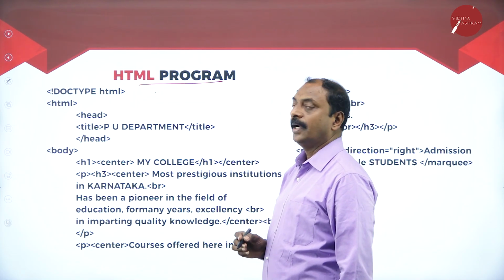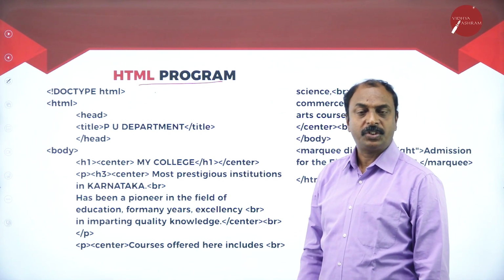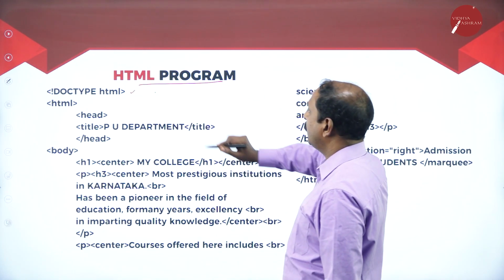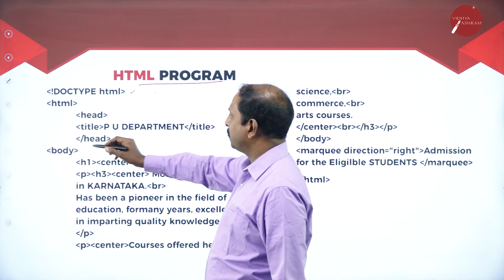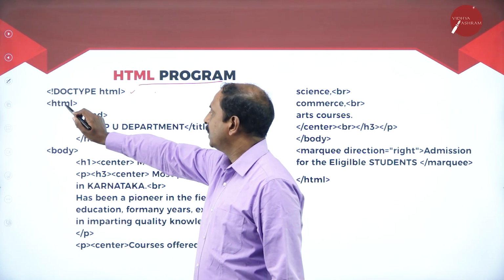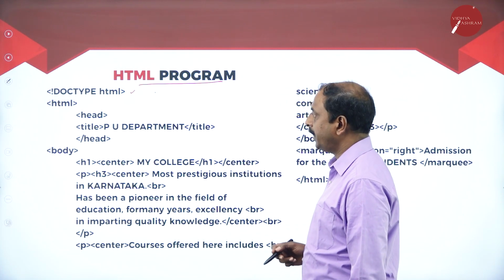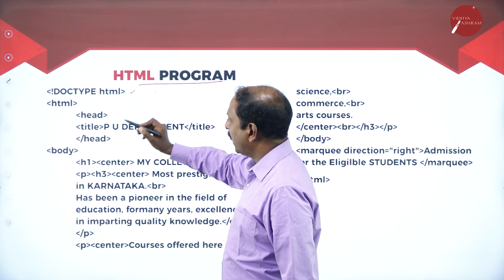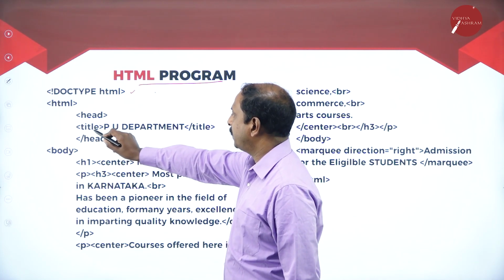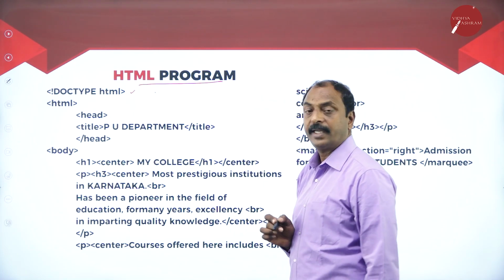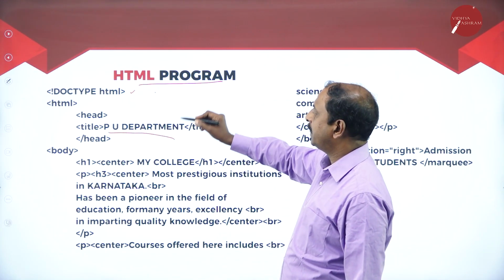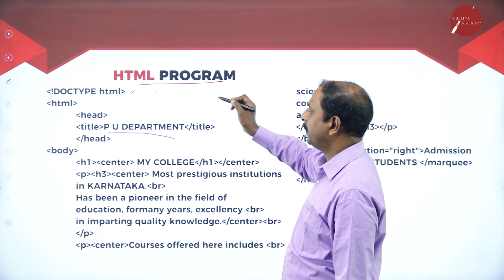So here, as we have seen in the structure of the HTML language, this is the type of the document, and the program starts with the HTML tag. The HTML tag indicates the beginning of the HTML document, then the head tag and closing head tag. In between you have the title tag here. This is the open title tag and close title tag. So here the information, PU department, appears as the title of the HTML document.